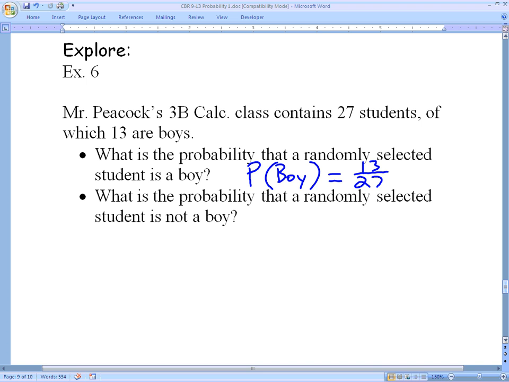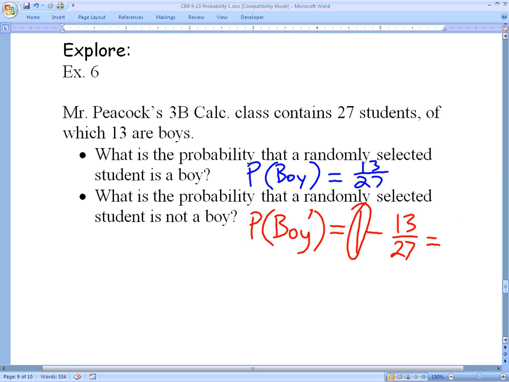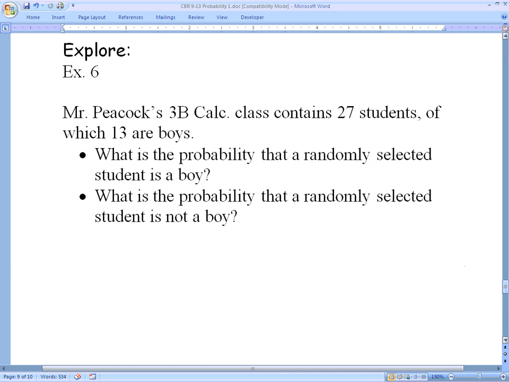The second part says, what is the probability that a randomly selected student is not a boy? Another way of saying this, of course, is what's the probability they're a girl? So for the probability of not boy, I'd write B with a prime, which means not a boy. And that is equal to the whole set minus the probability that they were a boy, which leaves me with 27 over 27 minus 13 over 27, which is 14 over 27. 14 is just slightly more than half, and so this would be a slightly more likely chance to occur. All right, so that's complements, and our notation also illustrated for you.